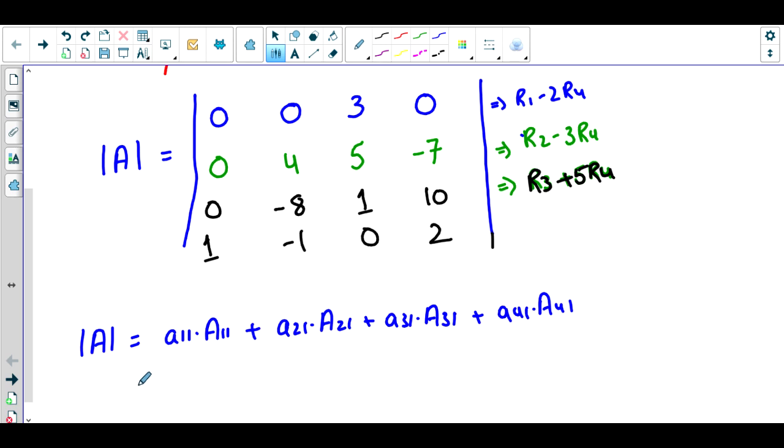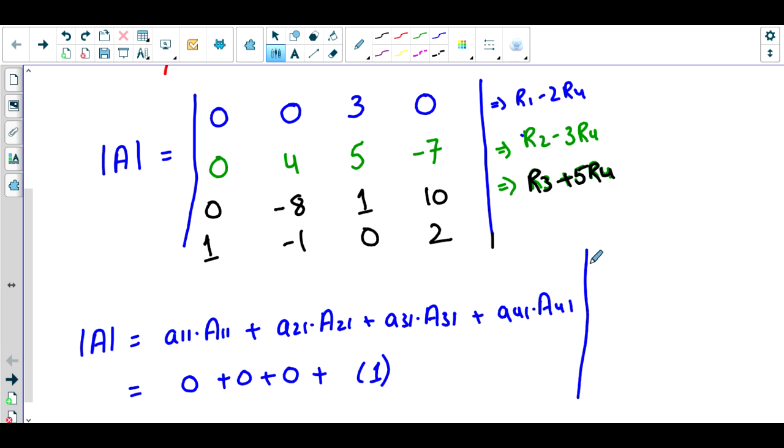But what will be the benefit now? The benefit is a11 is 0, so 0 times A11, this term is 0, we don't have to do the calculation. a21 is 0, this is also 0, this one is also 0, and we can apply just one calculation, which is a41, which is 1, and we can find A41.